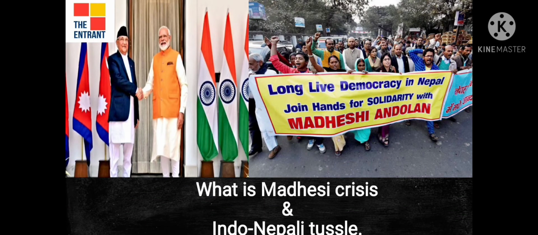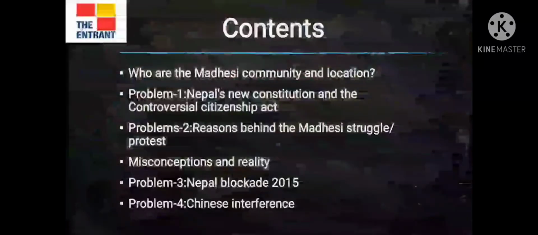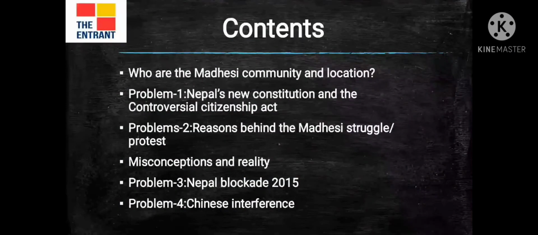Today we will be discussing the recent Madhesi crisis and the events that led to the break in Indo-Nepali relations. On the next slide we come across the contents that we are going to discuss today: who are the Madhesi community and their location. Problem number one: Nepal's new constitution and the controversial Citizenship Act. Problem number two: reasons behind the Madhesi struggle or protest, misconceptions and reality. Problem number three: Nepal blockade 2015. Problem number four: the Chinese interference.